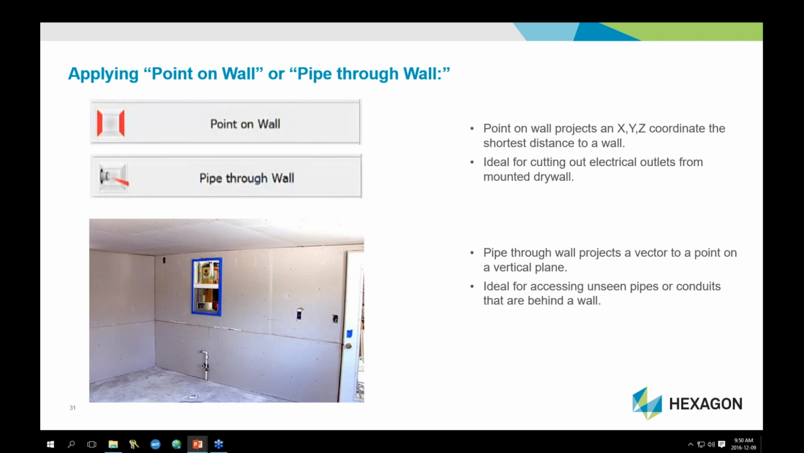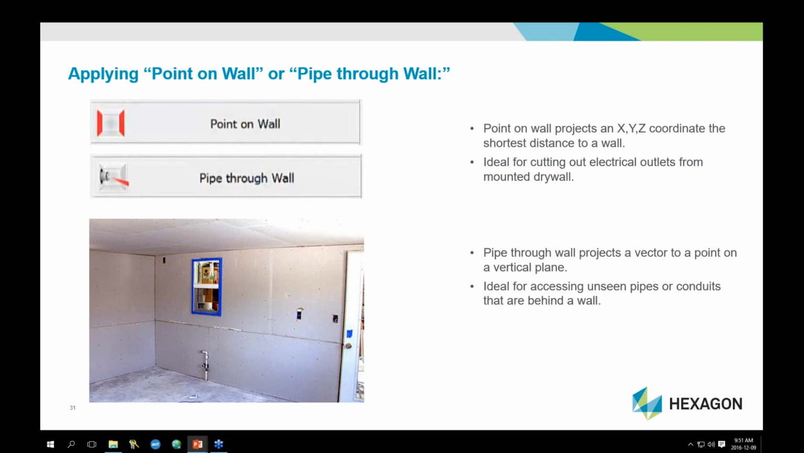A third and more complex example is the point on wall or the pipe through wall feature. An example where you might use point on wall is you might have been at a building site when it was bare stud walls and surveyed in where all the window openings and electrical outlet openings were. And then the drywallers could come in and cover everything with drywall. Then you'd come back to the same site, resect into the same control, and now you can project where all those cutouts need to be. Cut them out quickly, and then it's done.